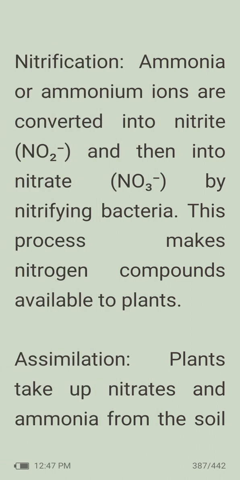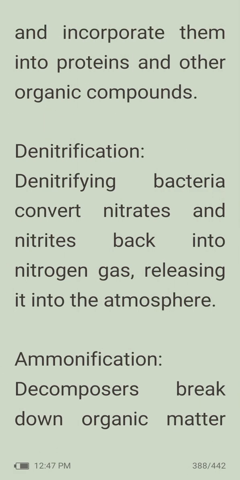Then nitrification. Ammonia or ammonium ions are converted into nitrite and then into nitrate, NO2⁻ and NO3⁻, by nitrifying bacteria. This process makes nitrogen compounds available to plants. Then assimilation. Plants take up nitrates and ammonia from the soil and incorporate them into proteins and other organic compounds. Then denitrification. Denitrifying bacteria convert nitrates and nitrites back into nitrogen gas, releasing it into the atmosphere.